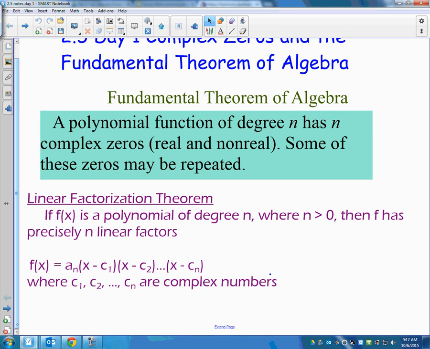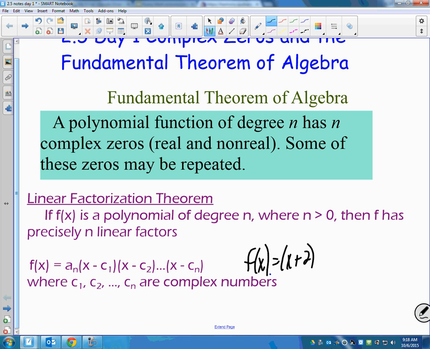This is an example that they give using c, where c is a complex number. You could write out a polynomial as x plus 2 times x minus 3 times x plus 7. That would be a really nice polynomial that has zeros at -2, 3, and -7. But what if you had a zero at 7 plus or minus the square root of 3? That's actually 2 zeros. You could write that as a linear factor too. All you do is subtract it over.